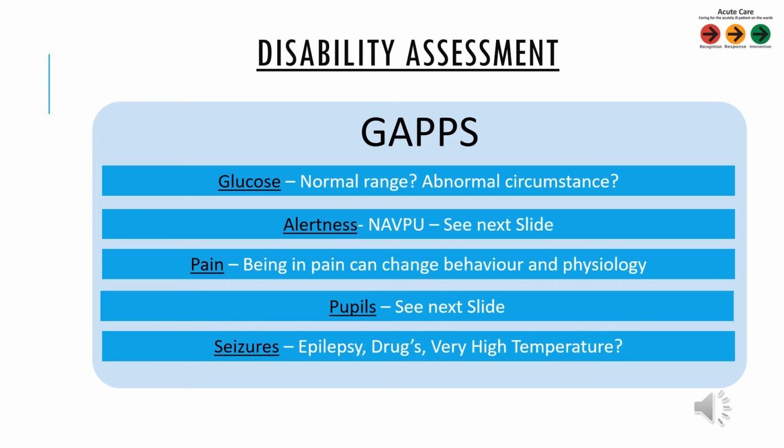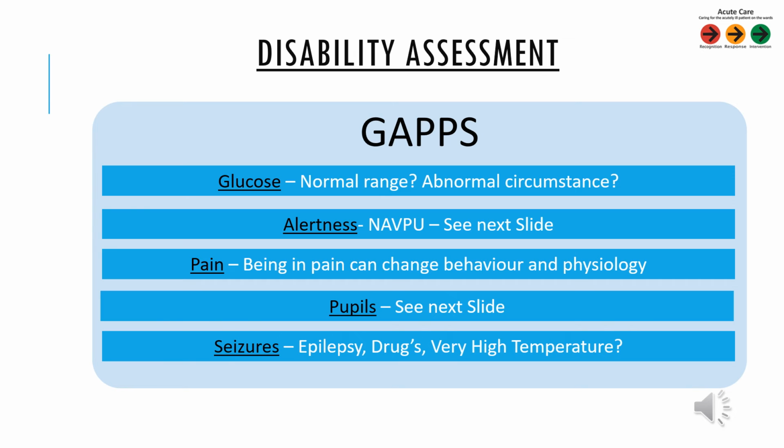Glucose. What is the normal range of glucose? Greater than 4. Just remember that even someone who is not diabetic, when they are an inpatient in a hospital, will be in an abnormal circumstance for them and may not be eating or drinking in their normal pattern. So if they've dropped their level of consciousness, what's their blood sugar?